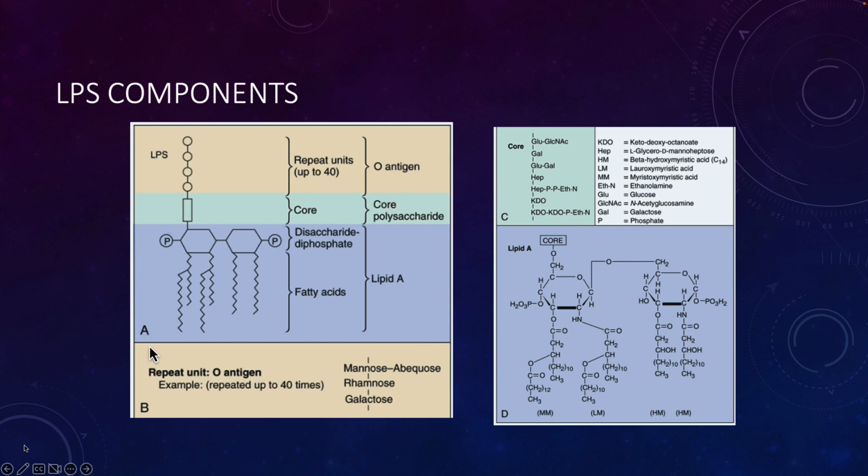And then we also have lipid A, which serves as the endotoxin. This is the part that stimulates the immune system. Again, we call it endotoxin because it's an actual component of the cell rather than something secreted by the cell, which would be an exotoxin. And then here's a more detailed diagram of what lipid A looks like.